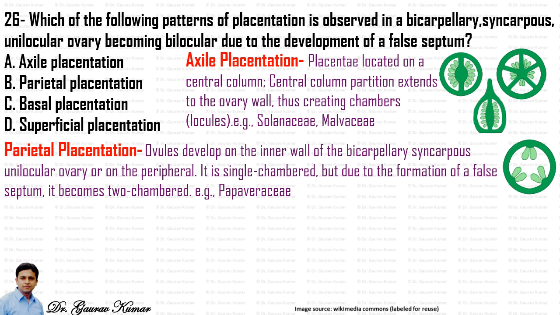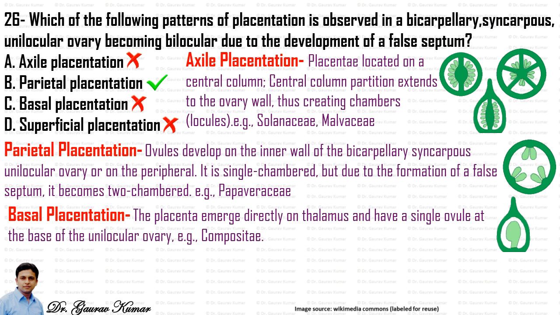Example, Piperaceae. So the answer to our question will be parietal placentation. That is, let's see the basal placentation and superficial placentation also. The basal placentation, in this the placenta emerges directly on the thalamus and has a single ovule at the base of the unilocular ovary. Example, Compositae.